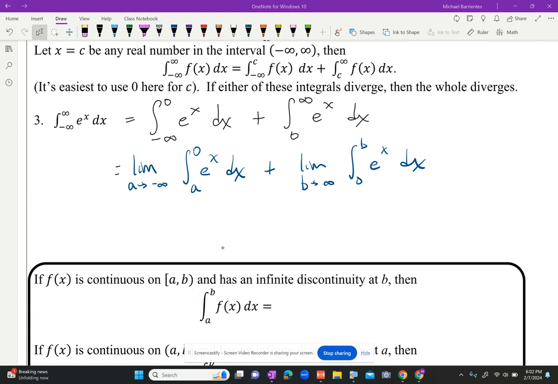Well, can I find the antiderivative? The antiderivative of e to the x is e to the x, but I still need to evaluate that at 0 and a as I take my limit as a approaches negative infinity. According to the fundamental theorem, I can substitute the top value minus the bottom value, remembering that I'm taking the limit as a approaches negative infinity. Okay. Well, if I can continue with this section before I start the other one, e to the 0 is 1 minus, now I'm taking the limit as a approaches negative infinity.